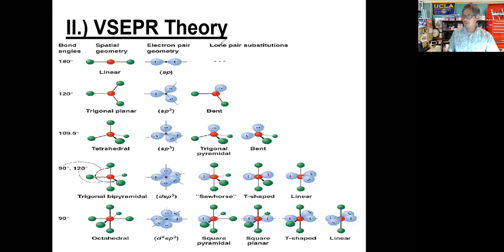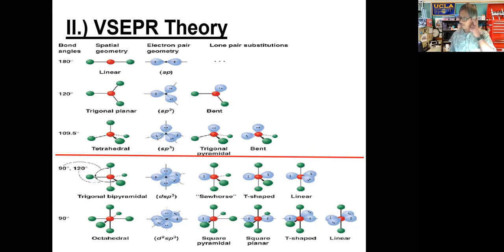With that said, yesterday I pointed out, and I'm going to emphasize this again, you need to memorize all of the geometries above that red line. We have six geometries that you need to remember: linear, trigonal planar, tetrahedral, bent, trigonal pyramidal, and then another bent based upon the tetrahedral electron geometry. So we have electron geometry versus molecular geometry.